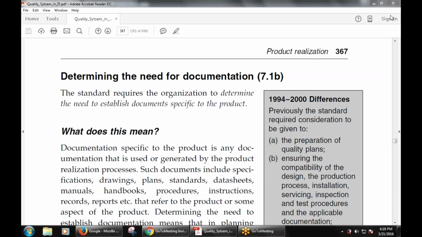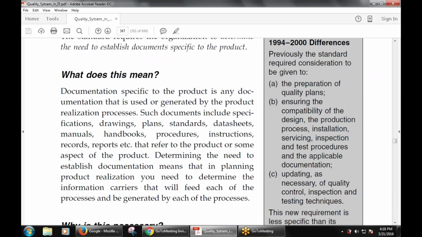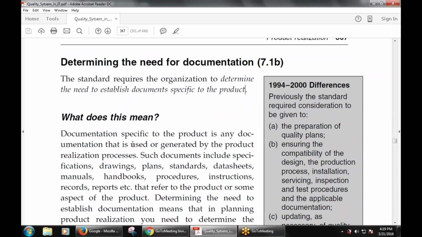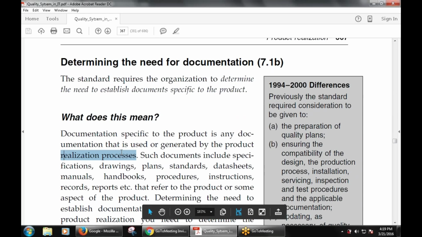So the standard requires the organization to determine the need to establish documents specific to the product. What does this mean? That is the main need for the documentation. A document specific to the product is any documentation that is used or generated by the product realization process.